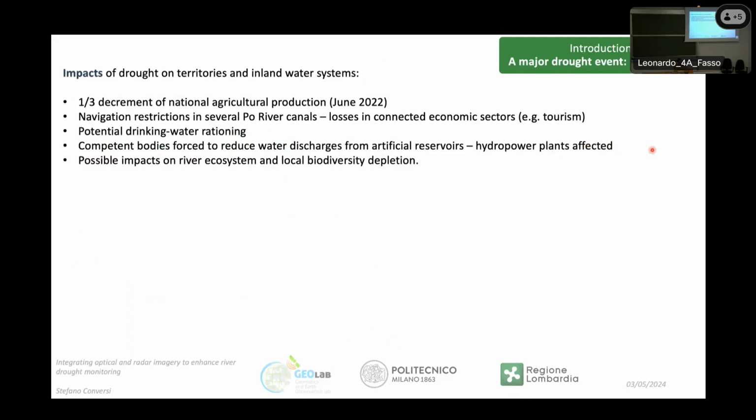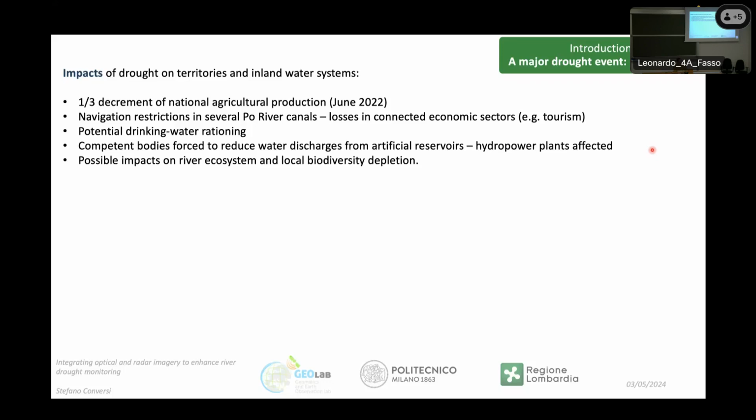So what we had were lots of direct impacts on the environment, and direct impacts also on the different stakeholders and activities that are based on water and rivers. First of all, we had a big decrease in national agricultural production, and then also some restrictions that were needed, for example, in Po River canals, and in other contexts such as artificial reservoirs that were forced to decrease the discharges, in this way also affecting hydropower plants.